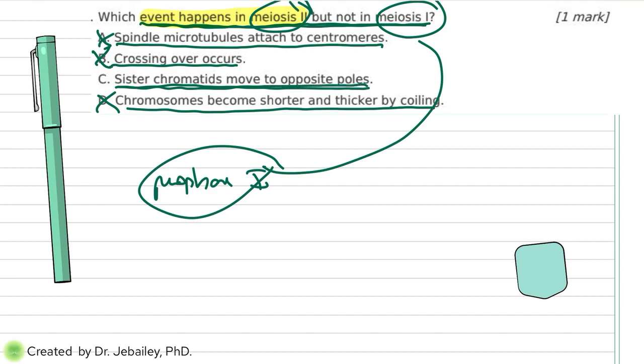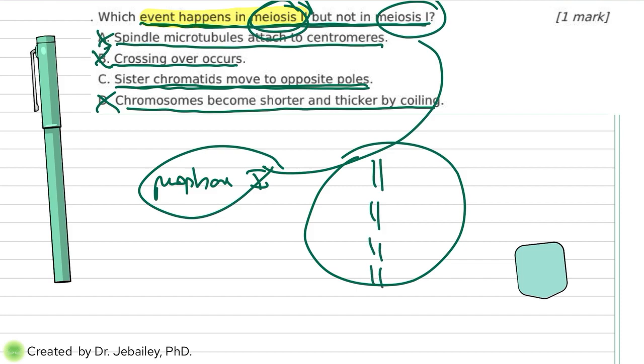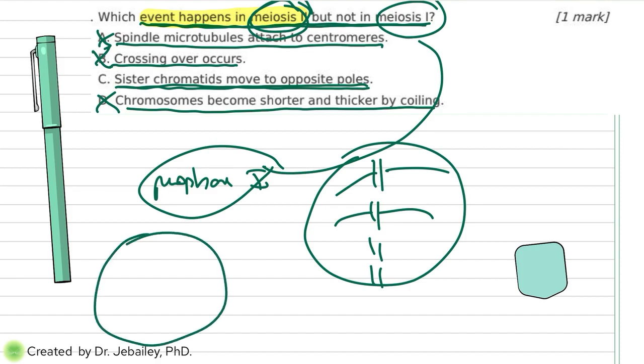Because it's only in meiosis 2 that you finally have just the sisters, not the homologous chromosomes, and each one is separating. Why? Because in anaphase 1, you will have the homologous chromosomes separating. So the answer is C.